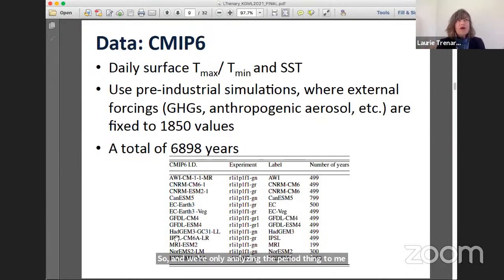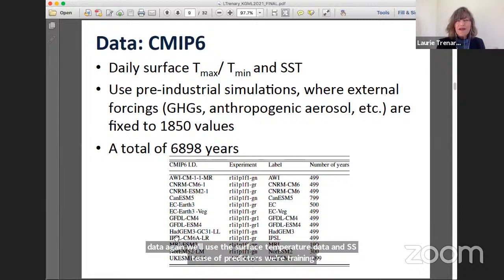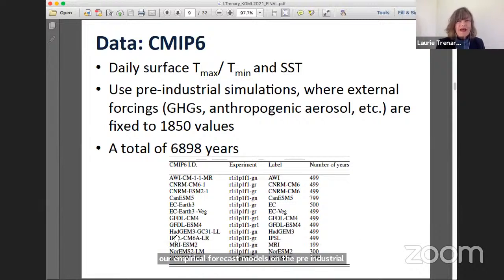Then we'll develop another set of predictive models that are trained on the CMIP6 data. Again, we'll use the surface temperature data and SSTs as predictors. We're training our empirical forecast models on the pre-industrial control runs. We're doing that to take out the impacts of external forcings.